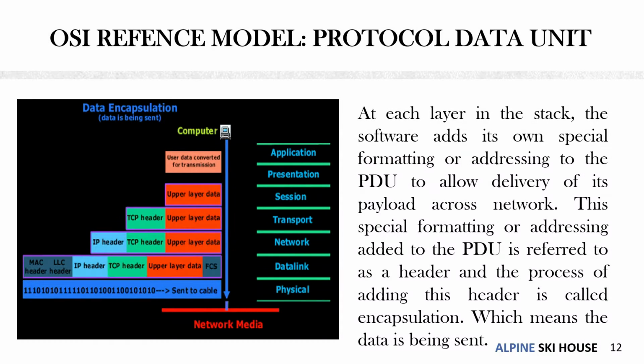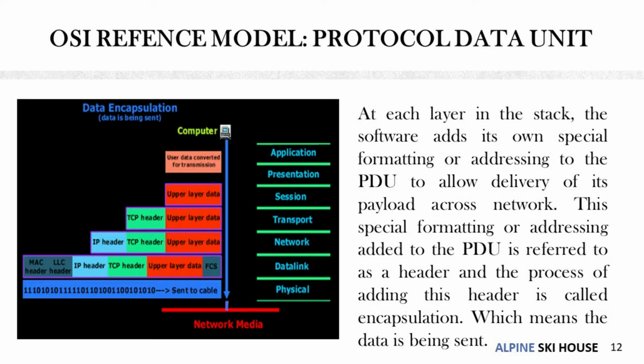At each layer in the stack, the software adds its own special formatting or addressing to the PDU to allow delivery of its payload across the network. This special formatting or addressing added to the PDU is referred to as a header, and the process of adding this header is called encapsulation.